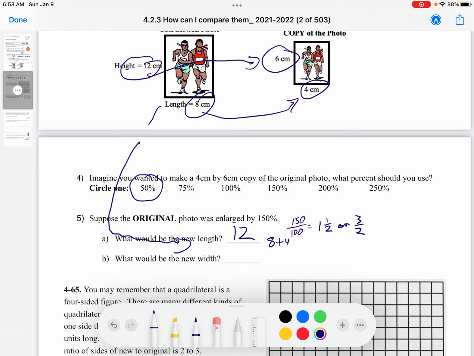Now, I could also do 8 times 3 over 2 to get to 24 over 2, which is, there's my 12, right? 12 centimeters. Now I would do the exact same thing for the width, and I would get 18 centimeters. Do that work on your own.